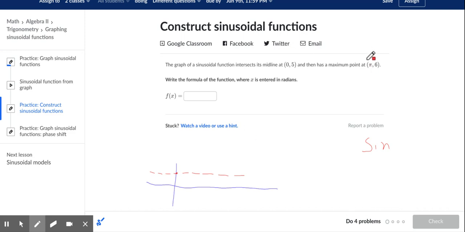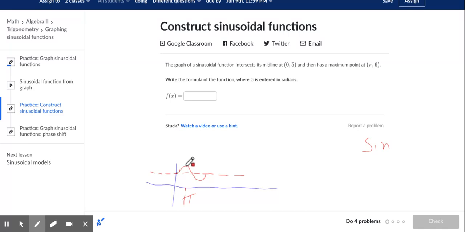Now I have a maximum at (pi, 6). So I'm just going to call this pi, and 6 is going to be right there. So one period of this thing is going to look something like that. We're going to go up to the maximum, back to the midline, down to the minimum, and back to the midline. That's going to be one period of a sine function.